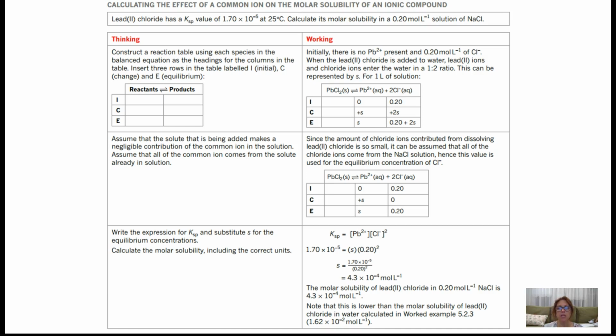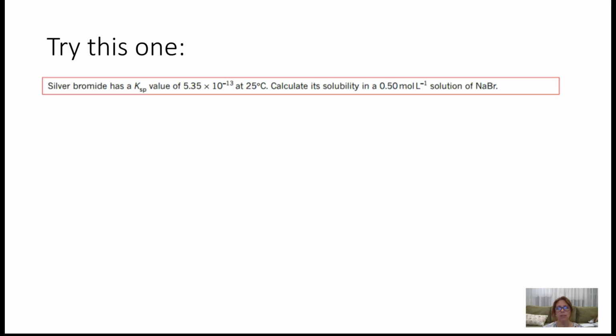We know our Ksp, so we've got our Ksp just here. We have how much the lead has changed by at equilibrium, that's S. And again, here are our chloride ions. So we simply substitute that in and we'll work out what S is. And here we work out the molar solubility of lead chloride in that solution is 4.3 × 10^-4. Now, that is lower than the solubility of lead chloride itself in water, which was 1.62 × 10^-2. And that then is our molar solubility.